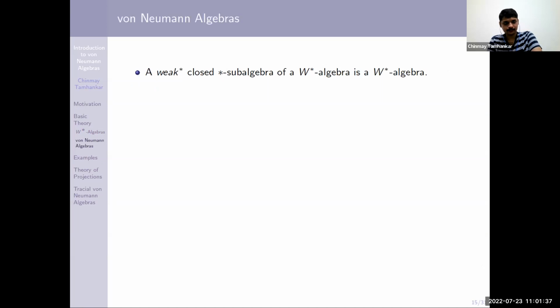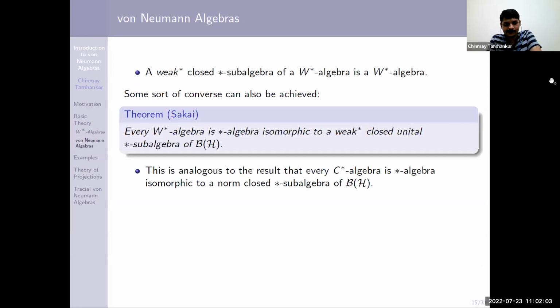So now we will define von Neumann algebras. Note first of all that any weak star closed star subalgebra of a W star algebra is itself a W star algebra. And this is nothing special about the algebra structure. This holds for the dual of any Banach space. Okay. And we can achieve some sort of converse.